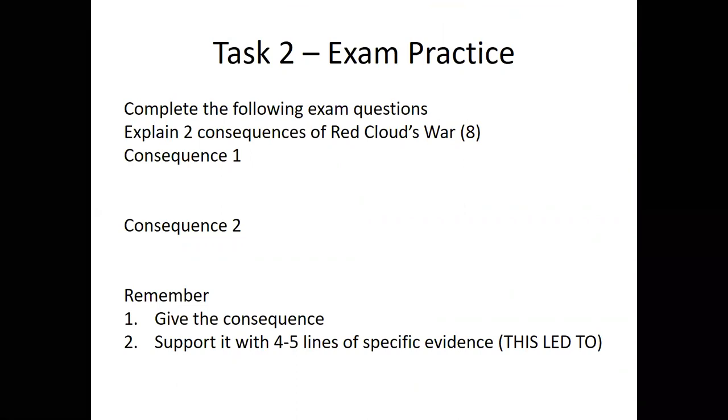The key thing with this is number 1, you give a consequence. One consequence of Red Cloud's War was. Then you support it with 4 to 5 lines of specific evidence. This led to. What did it lead to? What happened because of it? This question can be quite simple, as long as you understand, and I've said this in previous lessons, that a consequence can be good, bad, long-term, short-term. And it can be a consequence on the Indians, the government, the settlers. It can be a consequence on any group, okay?